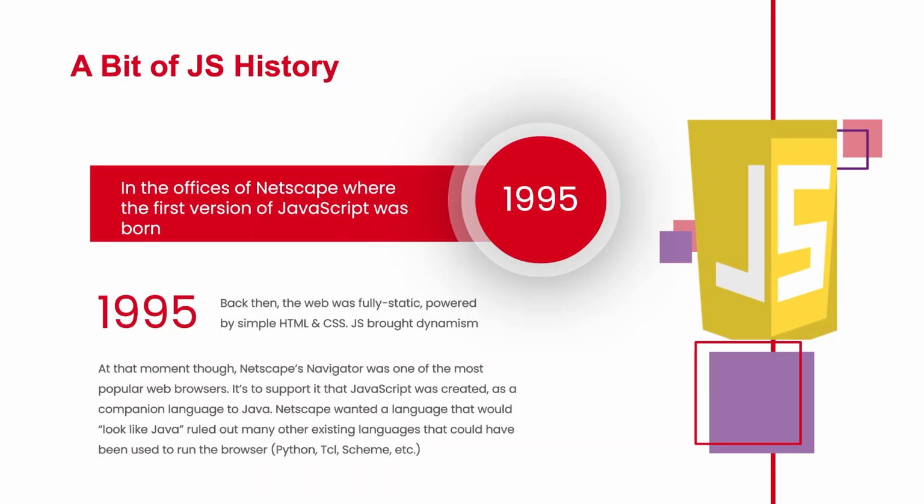At that moment, Netscape Navigator was one of the most popular web browsers. To support it, JavaScript was created as a companion language to Java. Netscape wanted a language that would look like Java, and that's why they ruled out certain different languages which were existing, and preferred to have a language that would look like Java. Though it's different, because of the naming convention sometimes people get confused that JavaScript and Java are the same, but they're two different languages, right? So this is the background of JS, and this was to add some dynamism on the browser side. Browser means the client side.